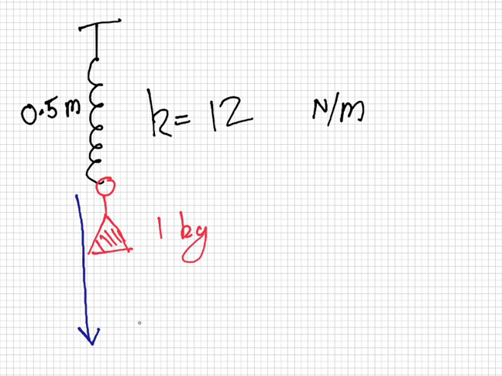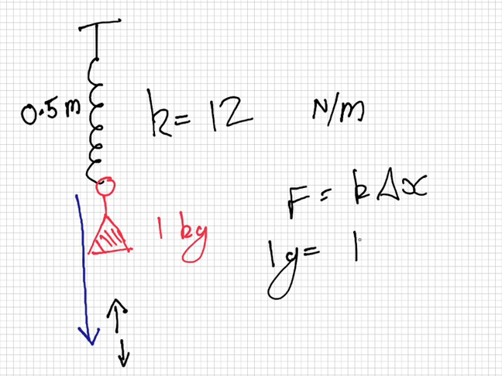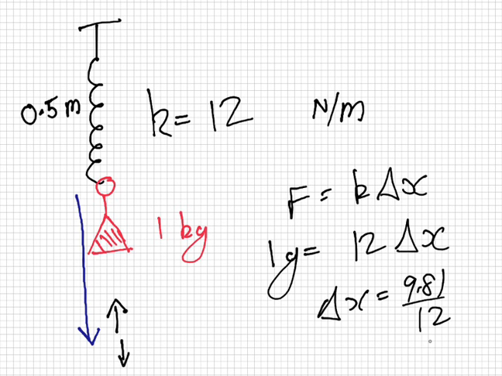So when it hangs down, the forces are balanced, the delta only. The delta x only, please. So we have F equals K delta x, so 1g equals K delta x, so delta x is 9.81 over 12, which is 0.8175. All right, I'm going on to something else now. So we're happy with Hooke's law.